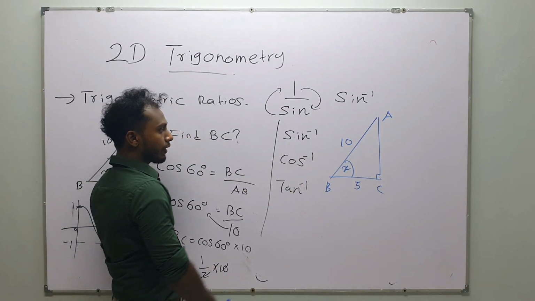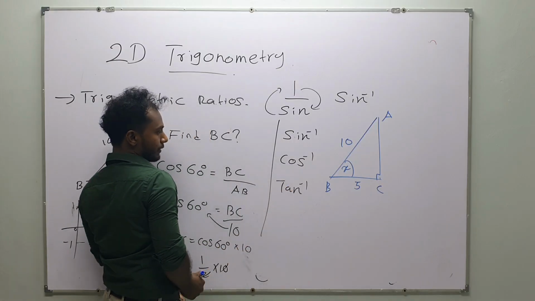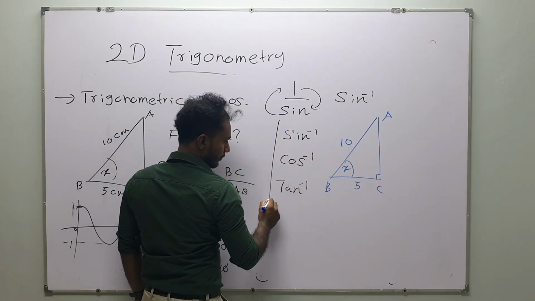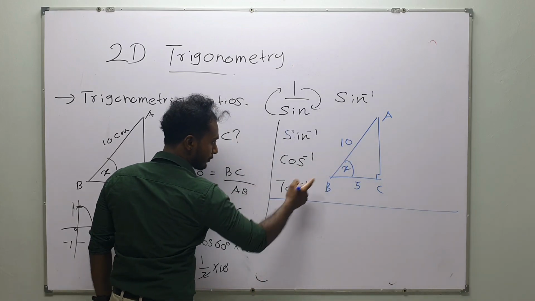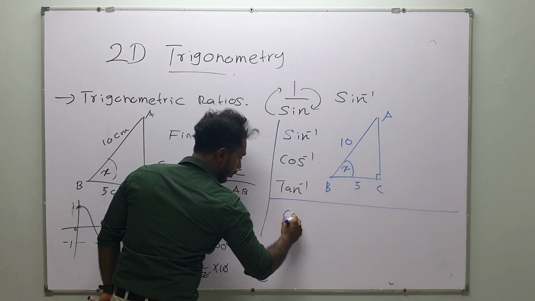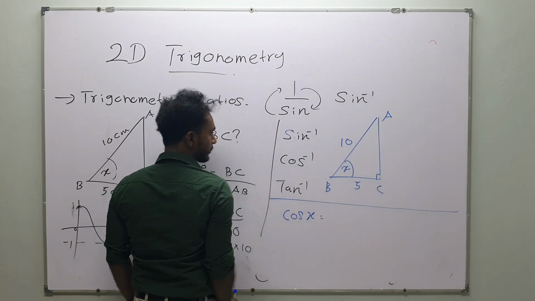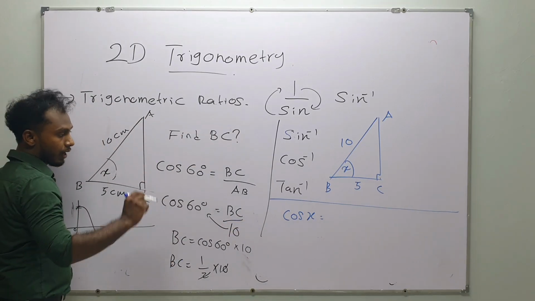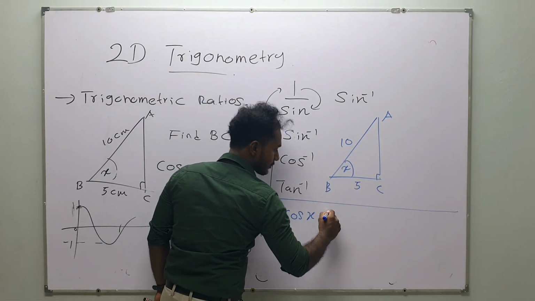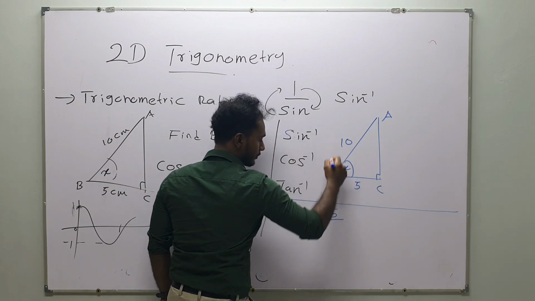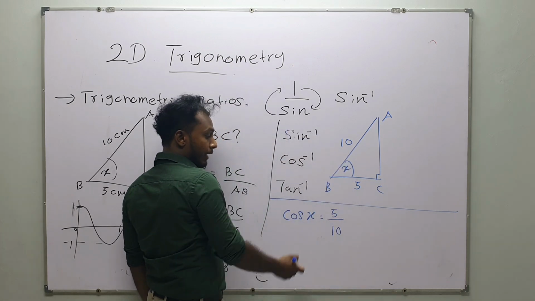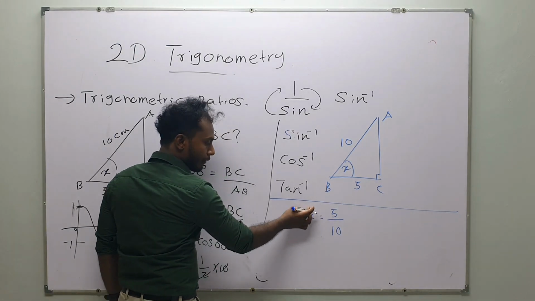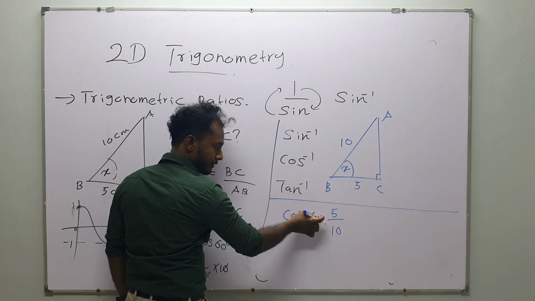Forget about this inverse first, right? Now pay attention to this section, okay? I will write the ratio that cos x equals what? Cos x is nothing but adjacent over hypotenuse. Adjacent means BC, that is 5. Hypotenuse is 10. I want the x value, isn't it? So I have to make x the subject. x is the angle value.